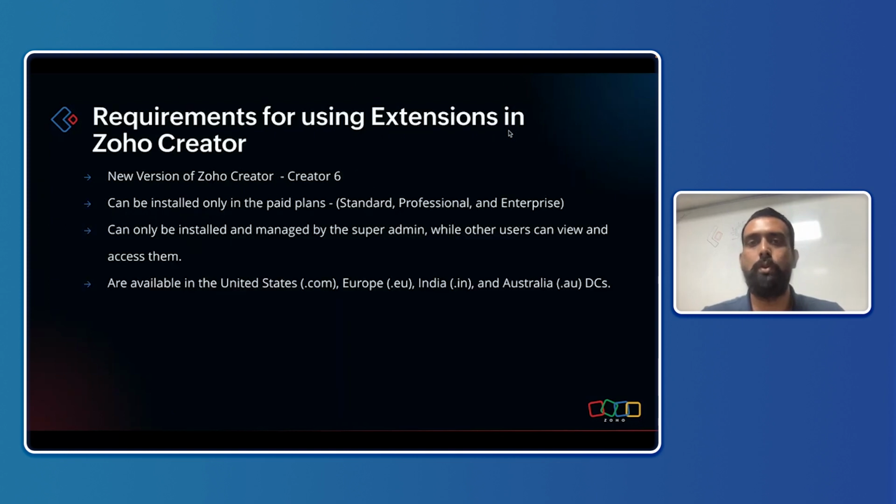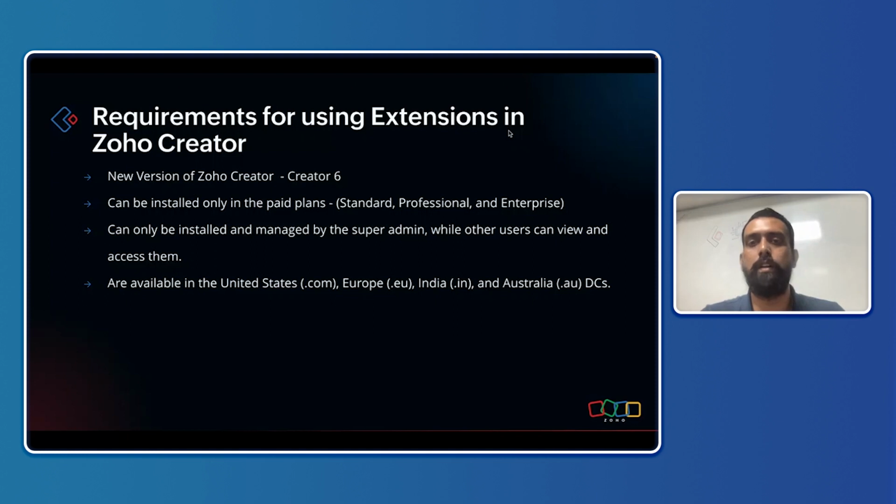Now, when we want to install these extensions into our Creator account, there are a few requirements that need to be adhered to. The first one being you need to have the latest version of Creator, which is Creator 6. And then you need to be in one of the paid plans, which is standard, professional, or enterprise. And once you install the extension, the installation process and the management of the extension can be done by the super admin, and the other users can view and access the extensions, right? They can't go ahead and install or manage the extension. That can be done by the super admin only. And these are available for United States, Europe, India, and Australia DCs only.